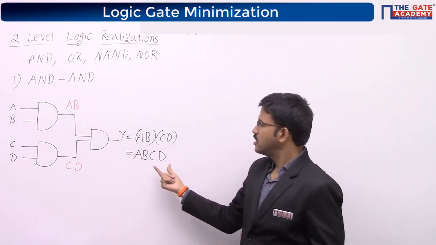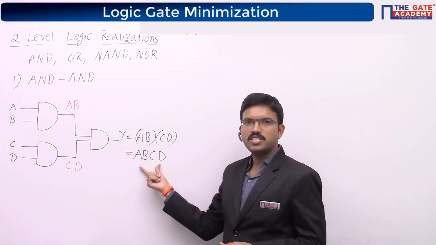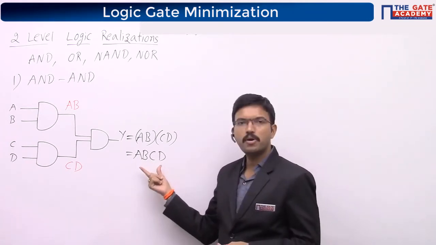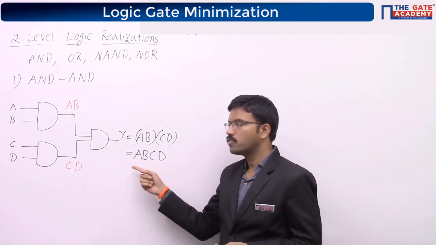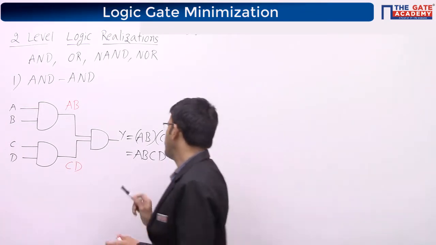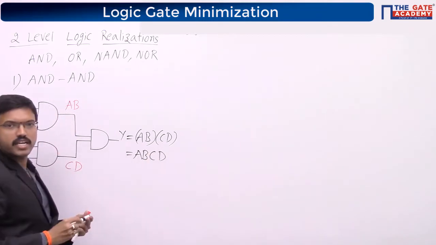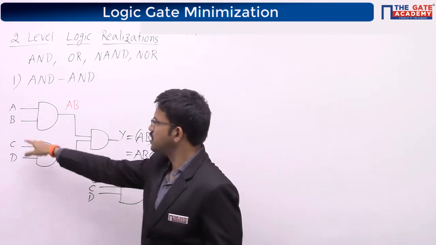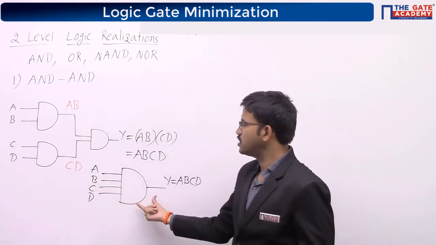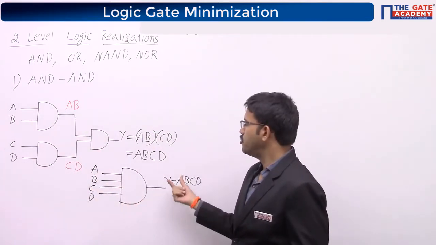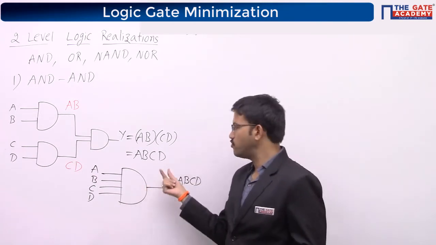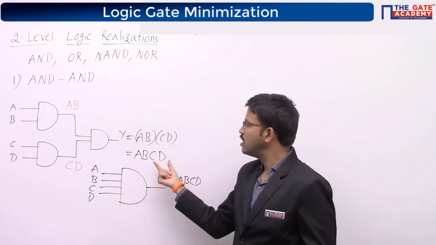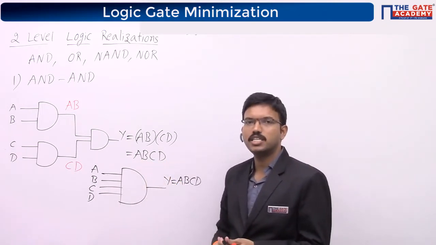Actually, if you want ABCD, we can directly implement it with the help of a single logic gate, that is a 4-input AND gate. With the help of a 4-input AND gate, directly we can get this particular function. So this entire circuit diagram, we can replace with a single gate. If we are able to replace like this, then whatever function we got from the two-level logic relation, we can call this particular function degenerative form.